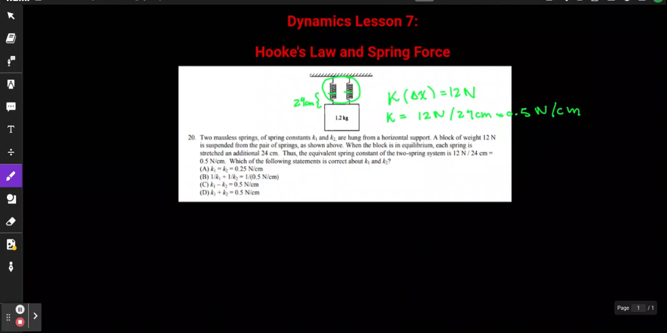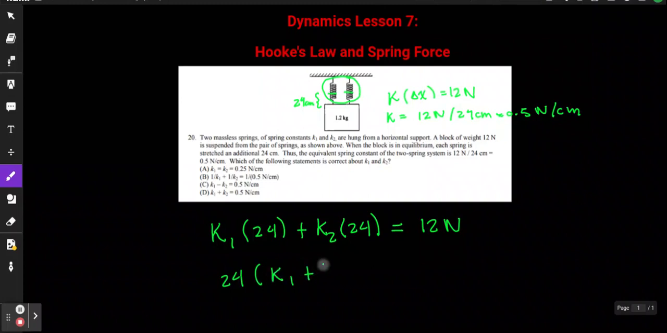But now let's take a look at how each spring is acting independently. So we know that one spring with a spring constant of K1 times the displacement of 24 centimeters plus a spring of K2 times the displacement of 24 centimeters have to add up to a force that totals 12 newtons. If we factor out this 24 centimeters, we're left with 24 times K1 plus K2, which equals 12 newtons.